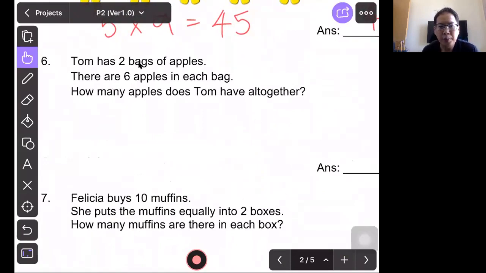Let's move on to question 6. Tom has 2 bags of apples. There are 6 apples in each bag. How many apples does Tom have altogether? Take 1 minute to do this question. If you need to draw a picture to understand, do it.